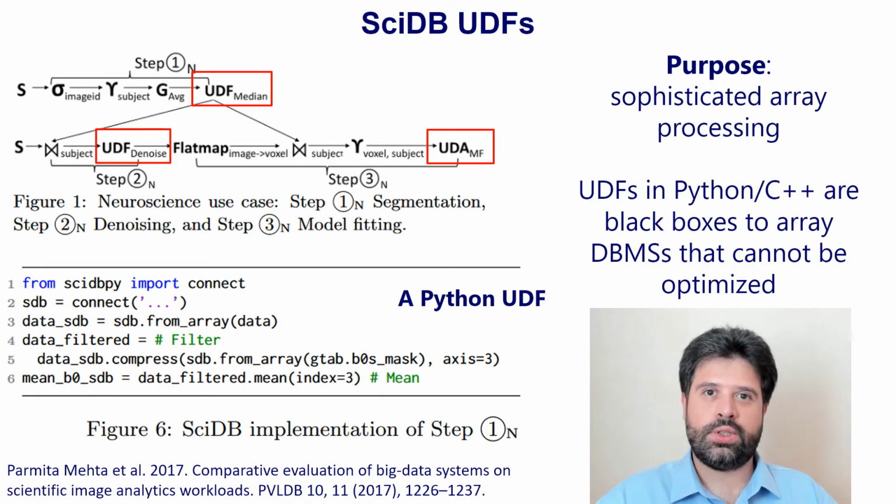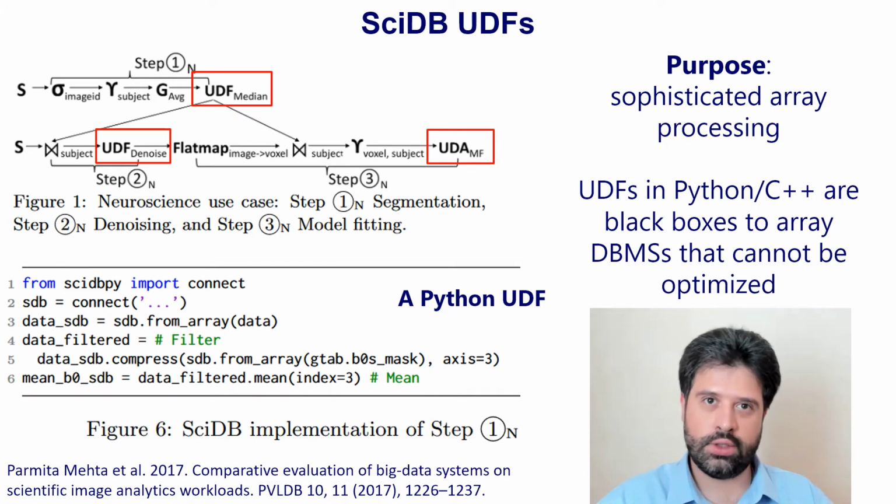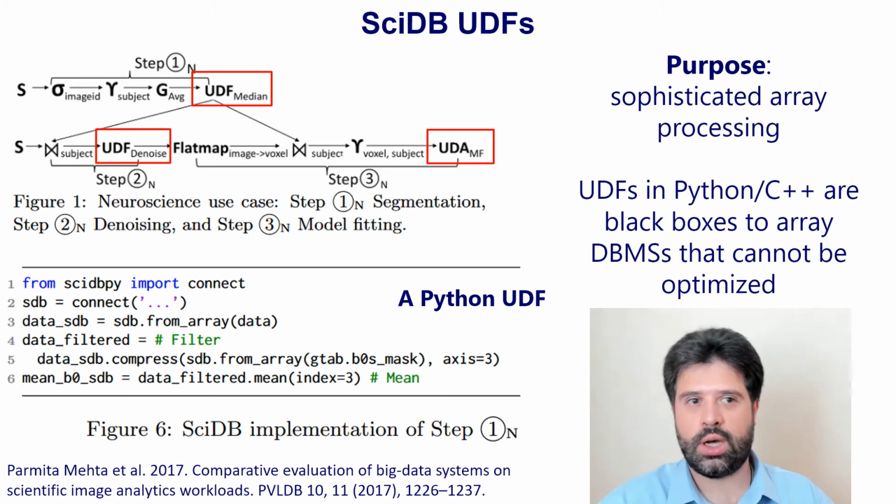UDFs are used to code sophisticated array processing. For example, researchers evaluated SciDB on neuroscience and astronomy pipelines. They used UDFs in Python to code some steps. However, UDFs in Python or C++ or other similar language are black boxes to array DBMSs that cannot be optimized.